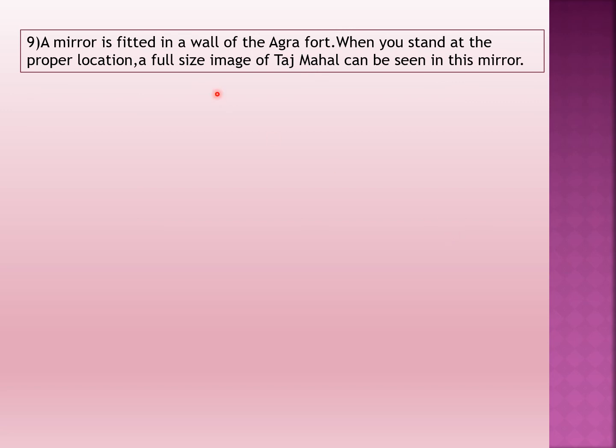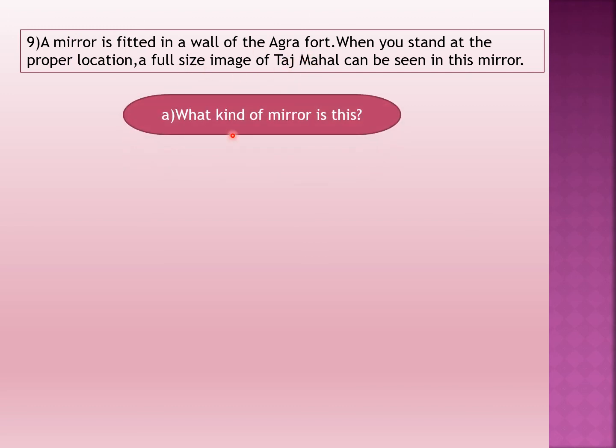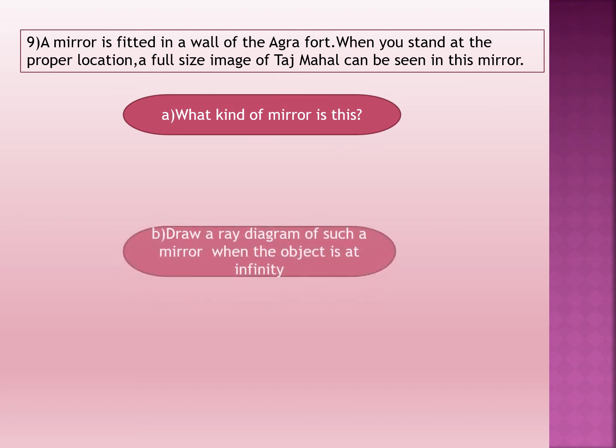A mirror is fitted in the wall of Agra Fort. When you stand at the proper location, a full-size image of Taj Mahal can be seen in this mirror. So the question is clear. There is a mirror in the fort and you have to see the full-size image of Taj Mahal. Now, what kind of mirror is this? There are two ways in which that question may have been asked in the exam. One that we've discussed in MCQ form, and this is a theoretical question. So which mirror? We have discussed it is a convex mirror.